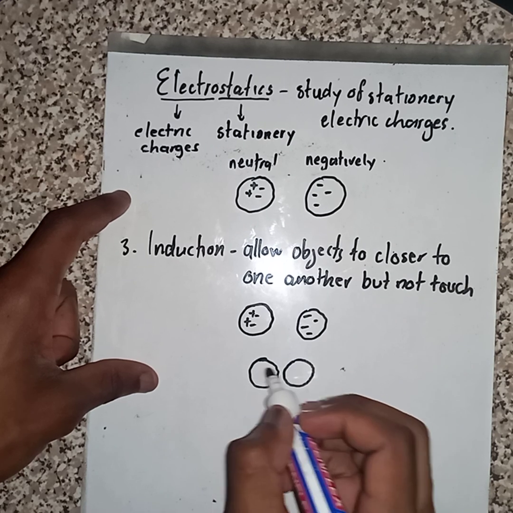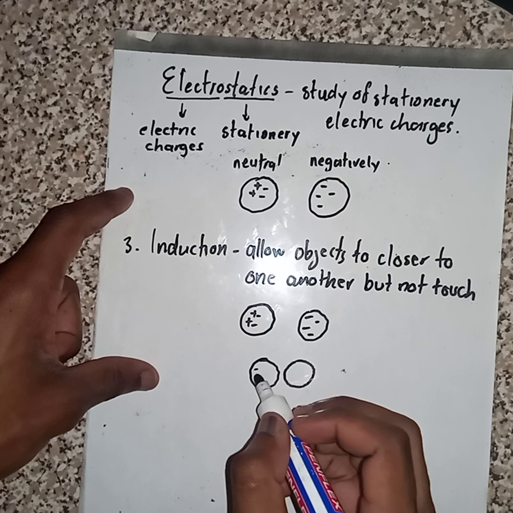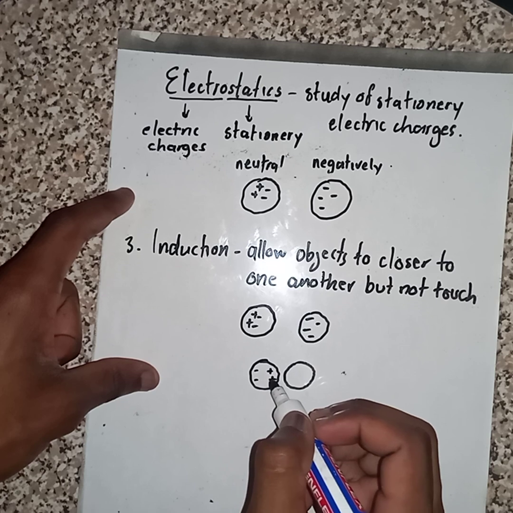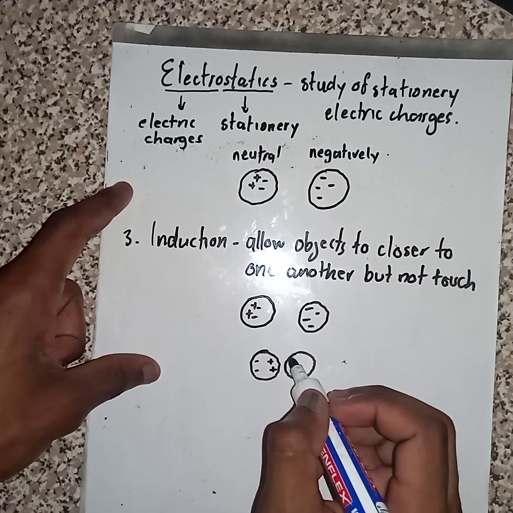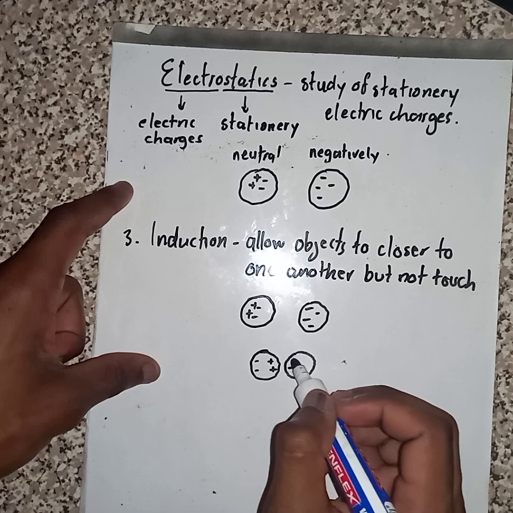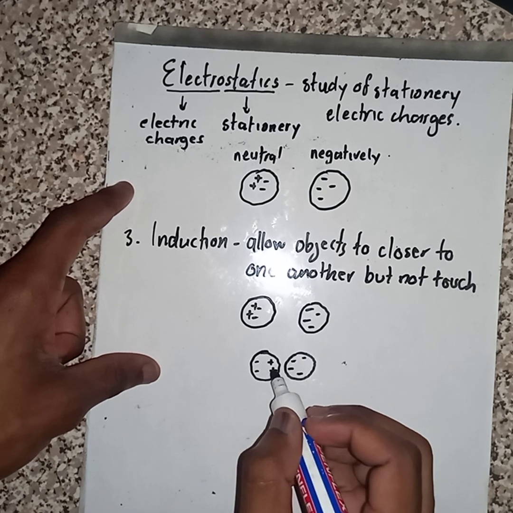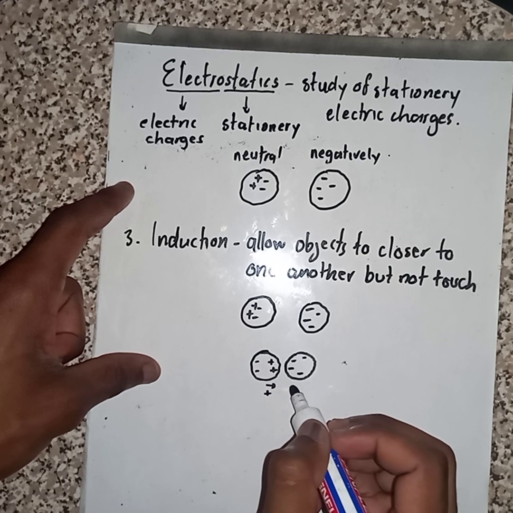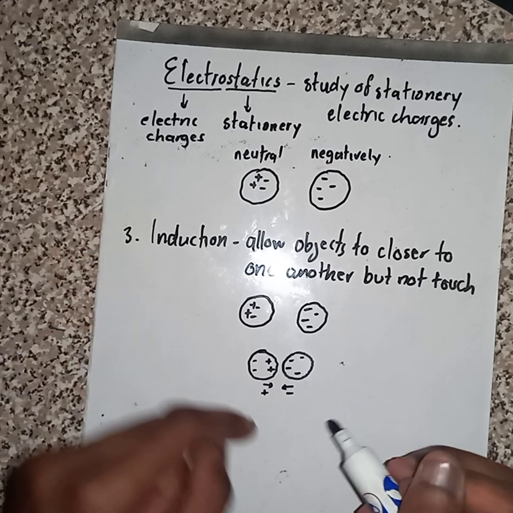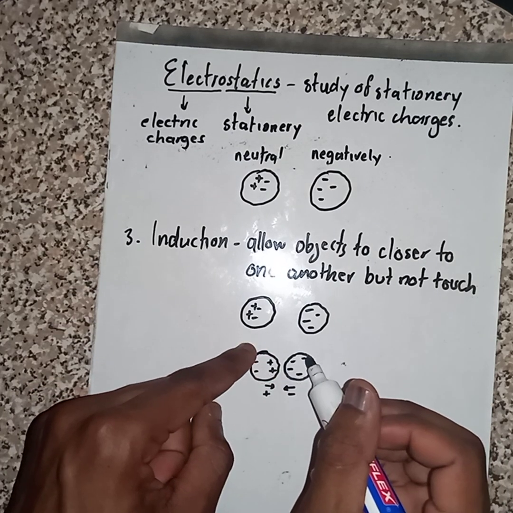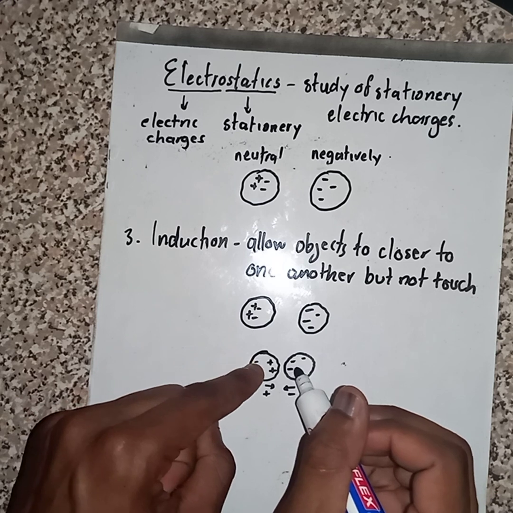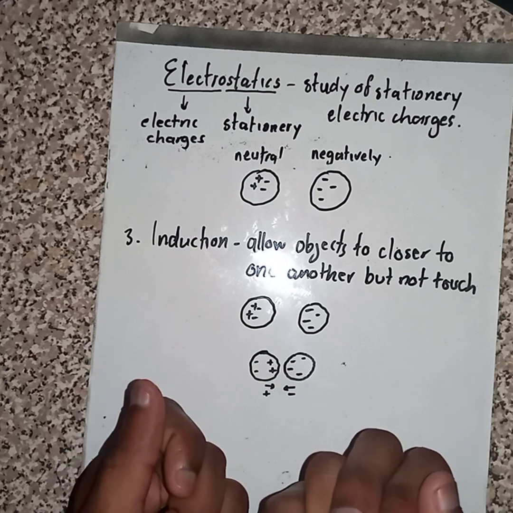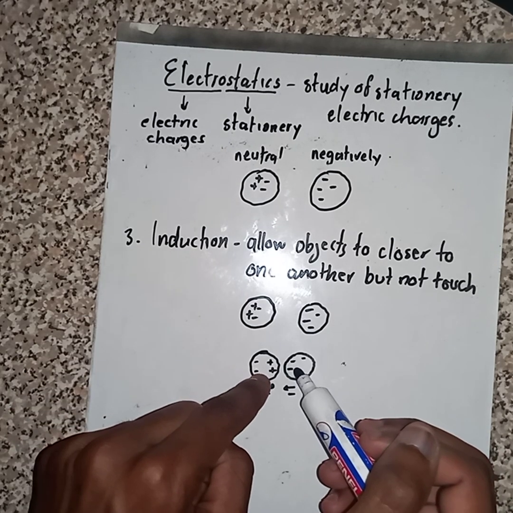What is going to happen is these electrons will repel each other. Then these positive charges will move closer. Then we are going to have a situation like this. The positive charges will move closer, then the negative charges will move away, but we don't allow these two to be in contact. Then things have changed.